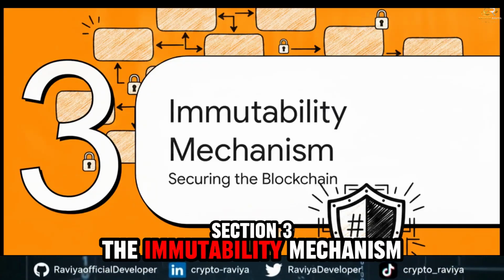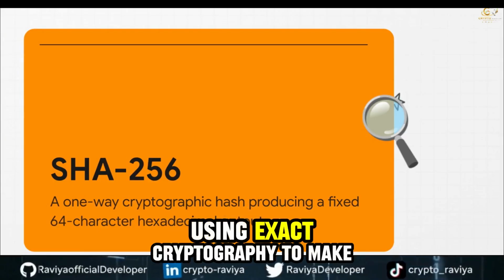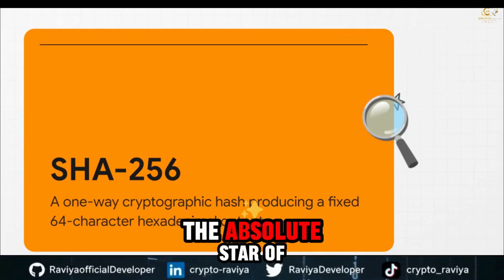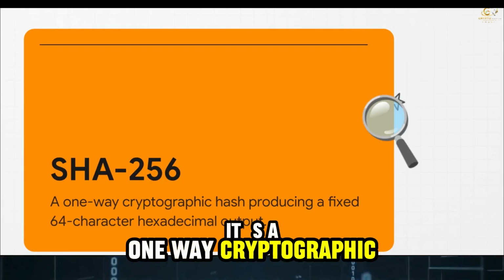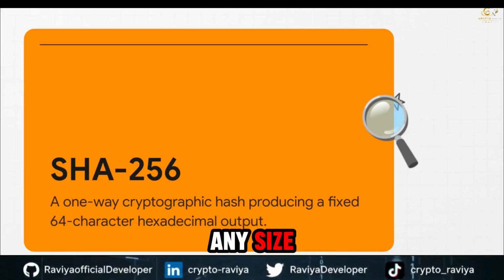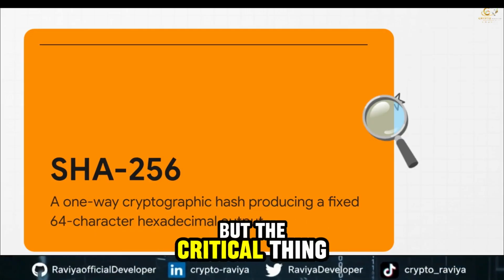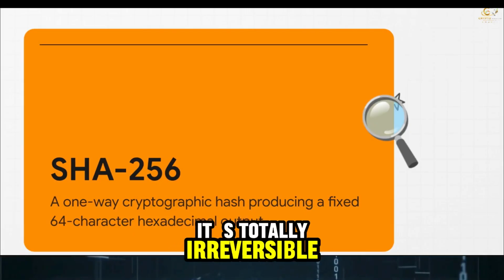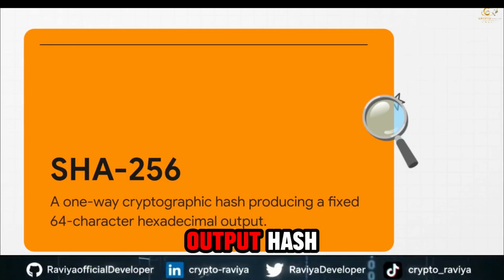Section 3. The Immutability Mechanism. Let's see how this all builds into the security engine, using exact cryptography to make these blocks virtually tamper-proof. The absolute star of the show here is the SHA-256 algorithm. It's a one-way cryptographic hash function. What does that mean? It means it can take an input of literally any size, run the math, and produce a fixed 64-character output. But the critical thing to remember is that this is a strict one-way street. It's totally irreversible. You absolutely cannot reverse engineer the original transaction data just by looking at the output hash.